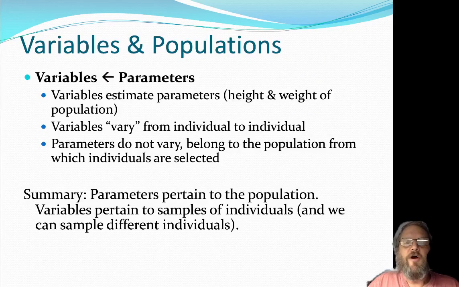So the next thing we need to talk about is we're measuring variables, okay, and variables are measured on selections of individuals or sampling units, experimental units, drawn from the population from which they come. And so parameters apply to characteristics of populations. So we use variables to estimate parameters, okay? Now, clearly, variables vary from individual to individual. Good to know, right? But parameters do not vary. They belong to the population from which individuals are selected.